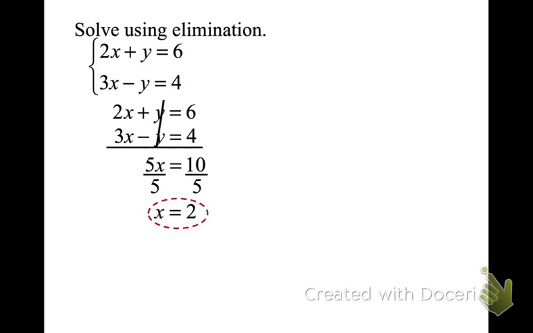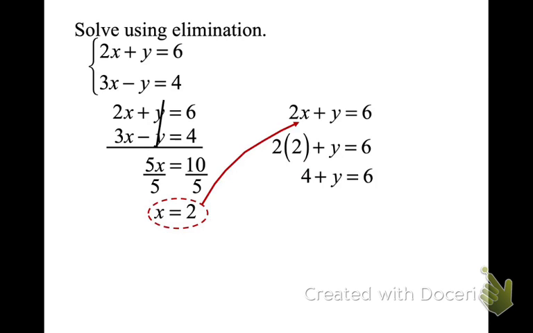I use that 2. And then I'm going to substitute it in. So now I'm doing 2 times 2x plus 4. Substituting it in for the x. I get 4 plus y equals 6. Subtract 4. And we've solved for y. So our solution is 2, 2.